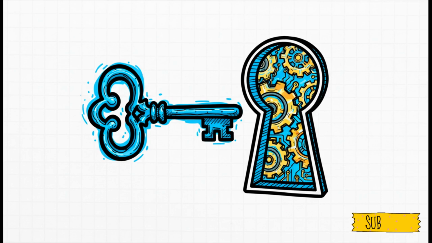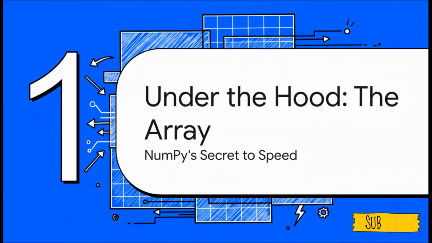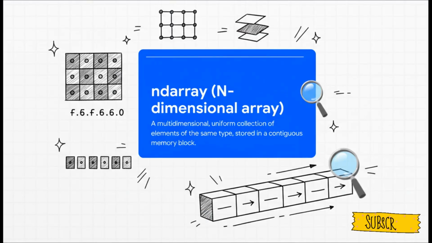more efficient code yourself. The whole secret to NumPy's power, the foundation of everything, starts with its most basic data structure, the n-dimensional array, or, as you'll always see it, the ndarray. Okay, let's break that down. There are two words here that are absolutely critical. First, uniform, which just means every single thing in the array is the same data type, like they're all 64-bit numbers. And second, contiguous block of memory. This is the real secret sauce.